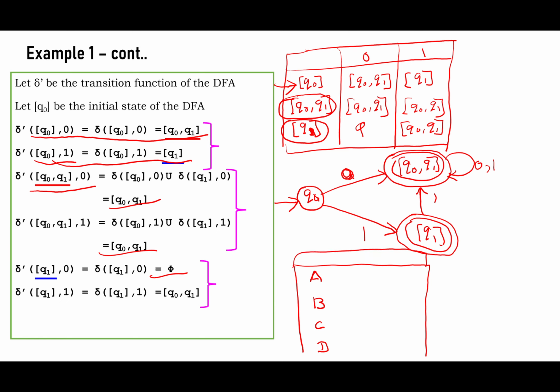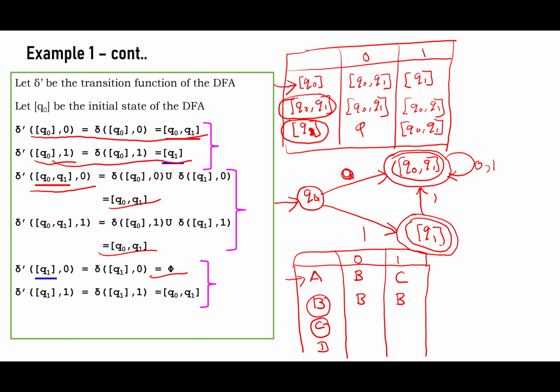Input symbols 0 and 1. So we can write Q naught as A. It is the initial state, and these two are final states. What is Q naught comma 0? Q naught Q1, which we have taken as the B state. Then Q1 is C. Then Q naught Q1 comma 0 is Q naught Q1, so that is B. Then Q naught Q1 comma 1 is Q naught Q1, so we have renamed it as B.